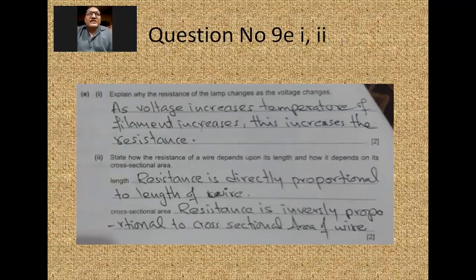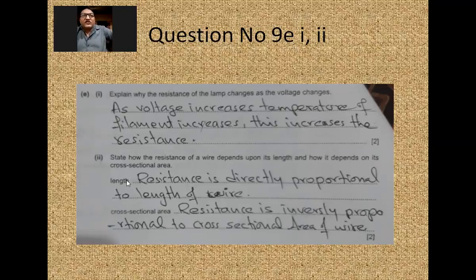As the voltage increases, the temperature of the filament increases. This increases the resistance. Due to the rise in the temperature, obviously the resistance will also rise.